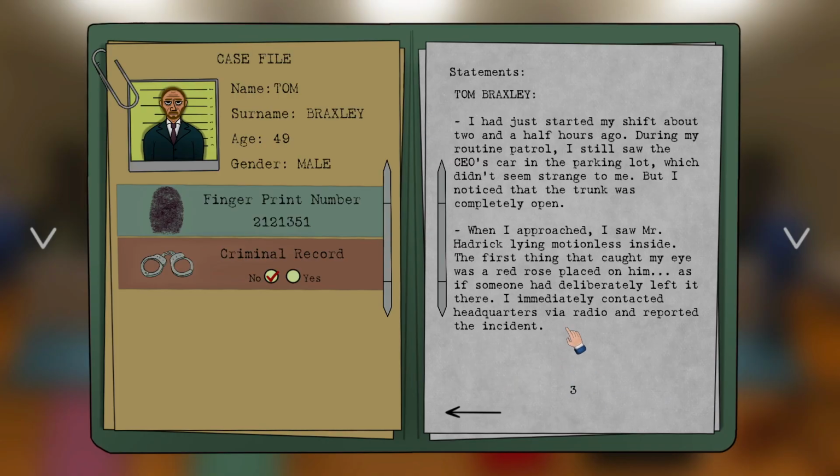I'm guessing this is a statement now? Yes. I had just started my shift about 2.5 hours ago during my routine patrol. I saw the CEO's car in the parking lot, which didn't seem strange to me. I noticed that the trunk was completely open. When I approached it, I saw Mr. Linkley lying motionless inside. The first thing that caught my eye was a red rose placed on him, as if someone had deliberately left it there. I immediately contacted headquarters by radio and reported the incident.